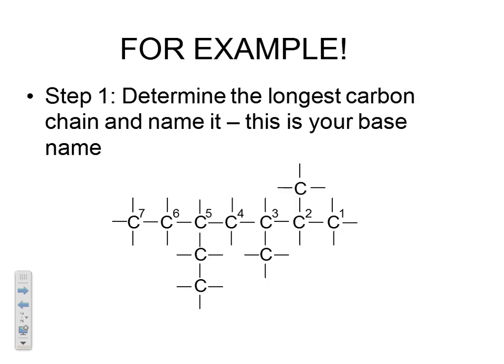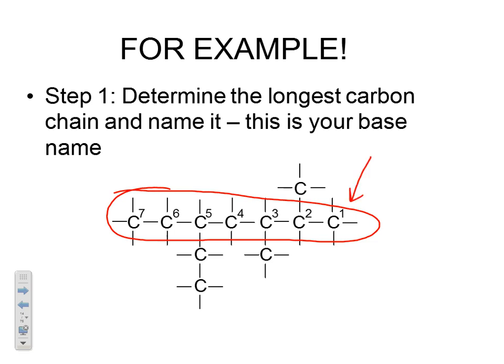So for example, we're going to name this carbon compound. The first thing we want to do is determine the longest carbon chain and name it. So this will become our base name. We have this compound right here, and it should be fairly obvious that our longest carbon chain is right here. It's already counted out for you. This is our longest chain, so this will become our base name.